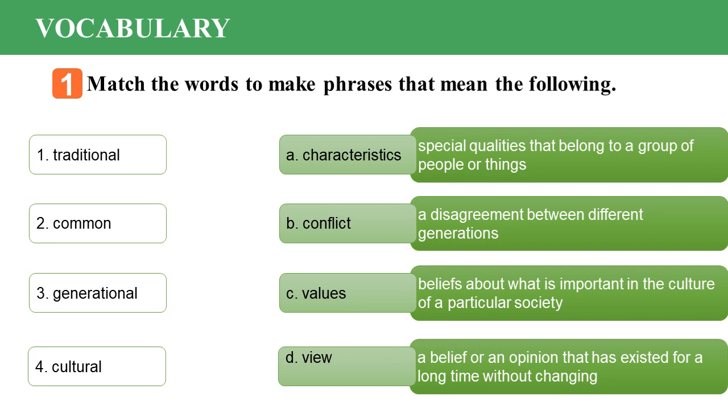Now continue with vocabulary activity 1. Match the words to make phrases that mean the following. Now number 1. D. Traditional view. Number 2. A. Common characteristic. Number 3. B. Generational conflict. Number 4. C. Cultural values. Okay, good job.